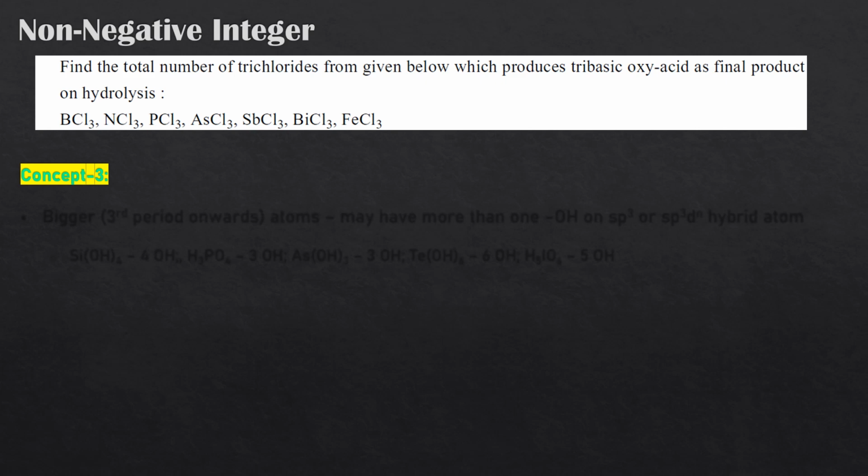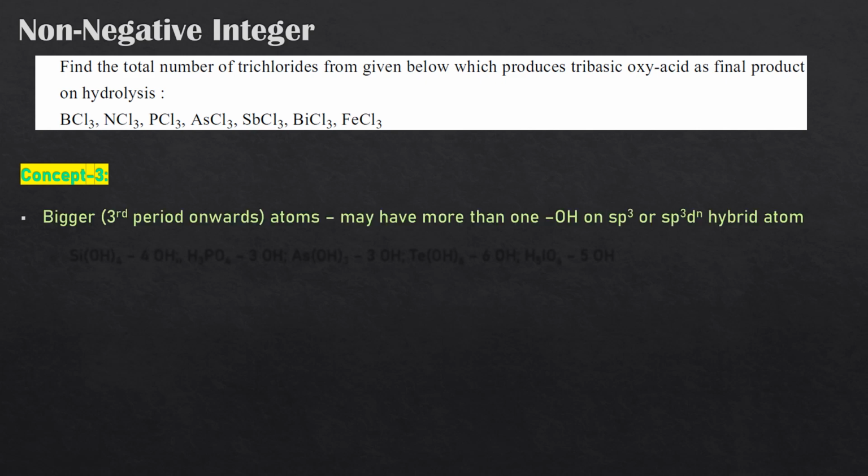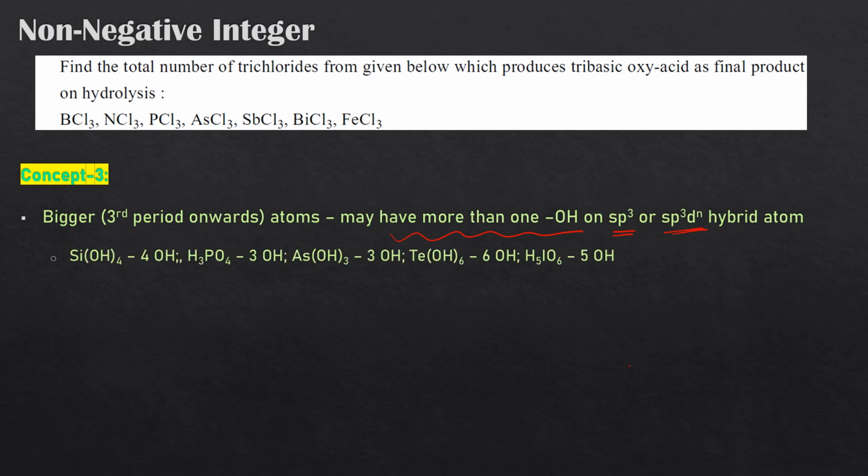Okay, one more concept related to the previous point only. If you are going from second period onwards, that's bigger atoms, and they can have more than one OH group present. The hybridization of the central atom can be sp3 or maybe sp3d, sp3d2, sp3d3, whatever kind of hybridization there can be, because bigger atoms may be relieving that electronic repulsion coming onto the lone pair of oxygen. So you can have now more than one OH possible.